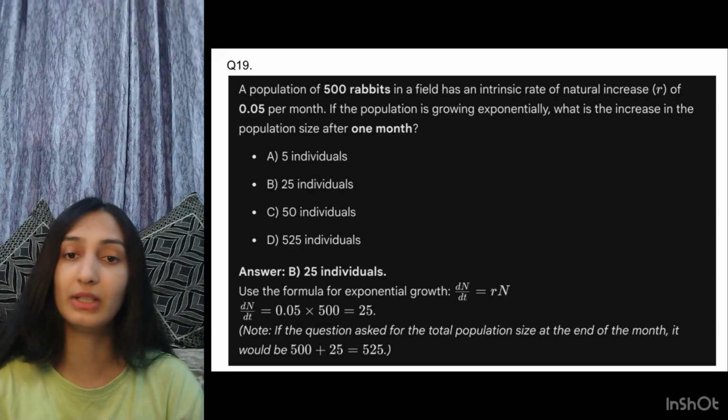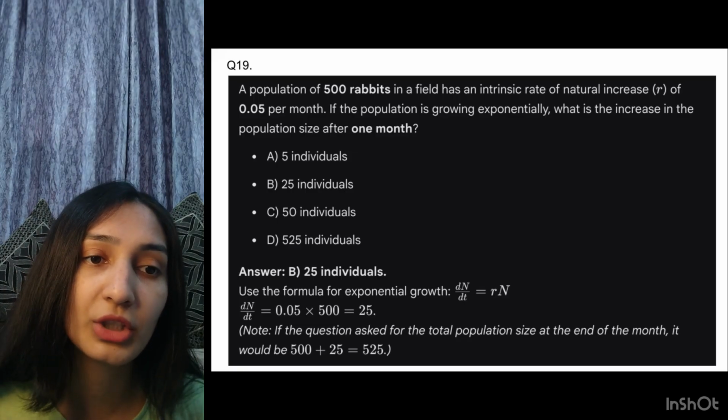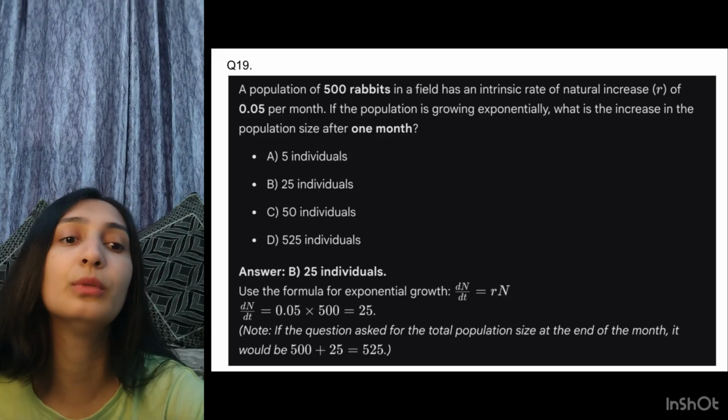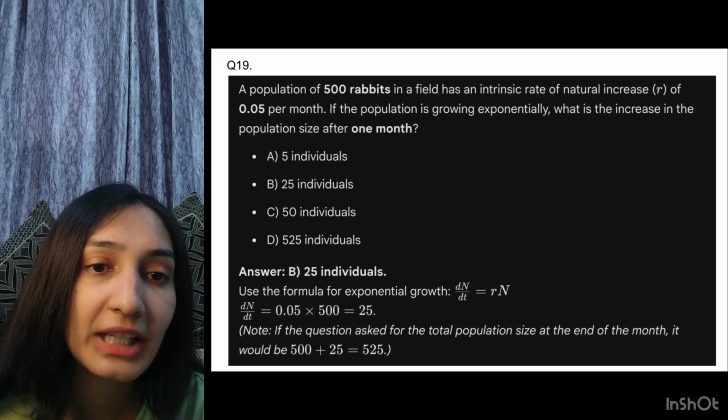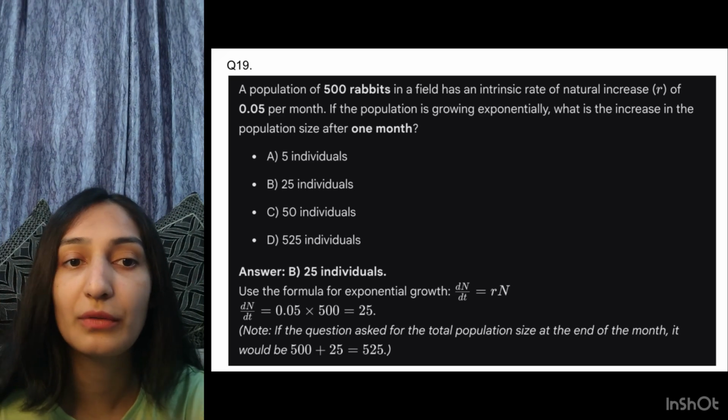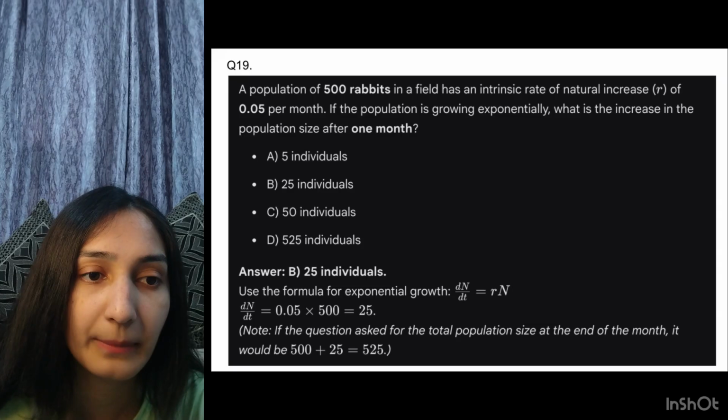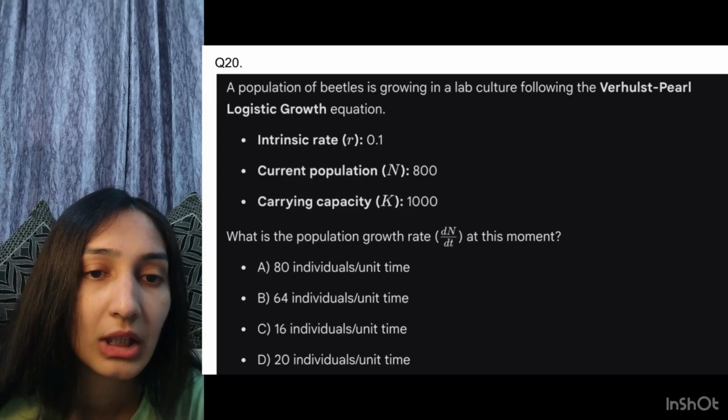Now how did we calculate it? You have to use the formula for exponential growth, that is dN/dt, which will give you rN. So dN/dt is equal to 0.05 × 500, that is 25. Okay. Now, question number 20.